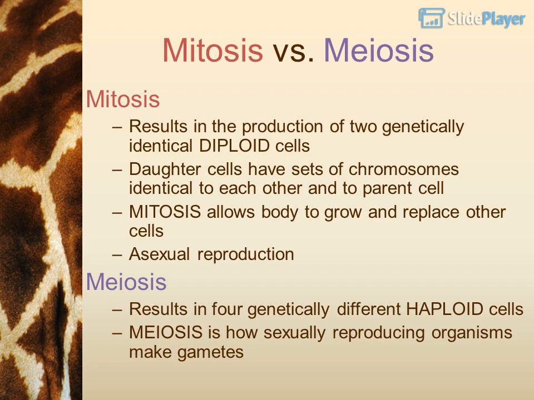Mitosis versus meiosis. Mitosis results in the production of 2 genetically identical diploid cells. Daughter cells have sets of chromosomes identical to each other and to the parent cell. Mitosis allows the body to grow and replace other cells. Asexual reproduction. Meiosis results in 4 genetically different haploid cells. Meiosis is how sexually reproducing organisms make gametes.